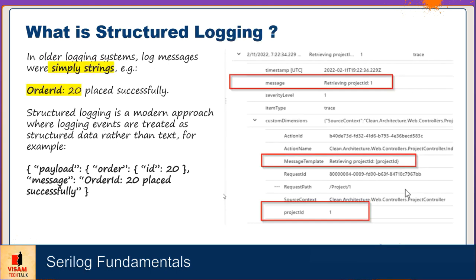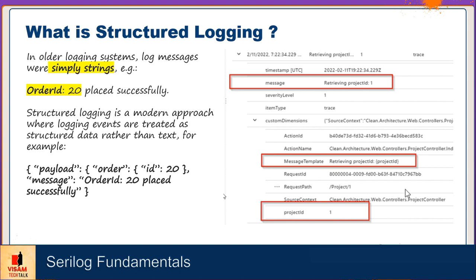If you see the next slide, we can understand that in olden days, whatever was logged was in an unstructured format. It's a simple string. For example, orderId equal to 20 is what is logged, and it will be stored in a simple string format only. When we are using Serilog, it is going to store in JSON format. If you see the example below, payload orderId equal to 20, it is going to be stored in a structured format.